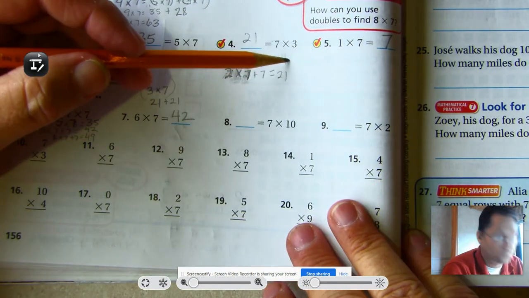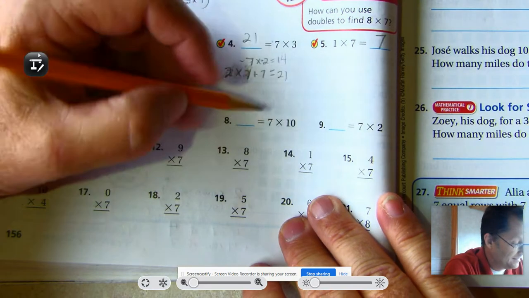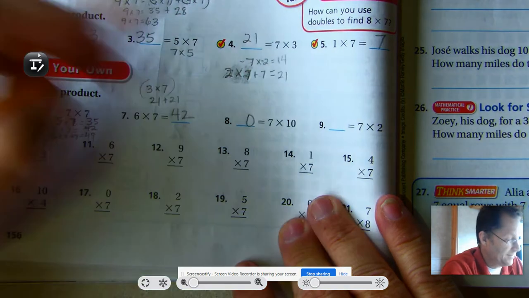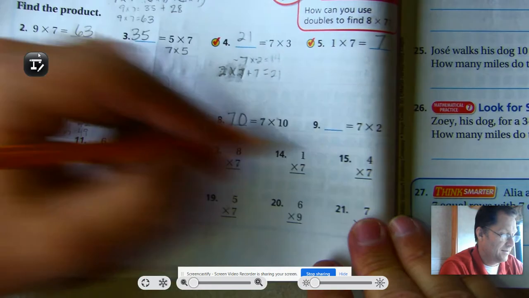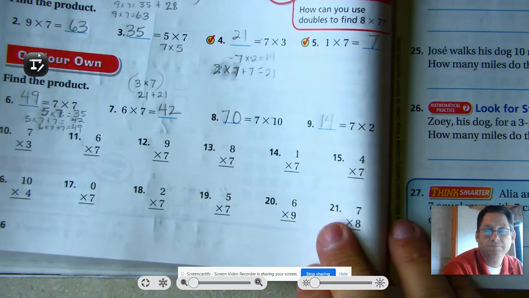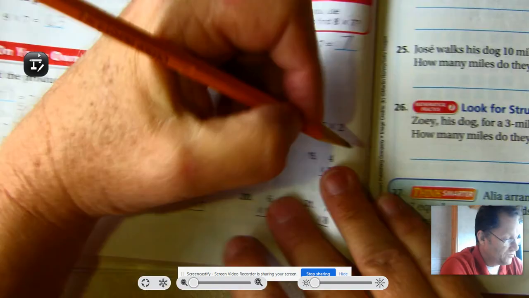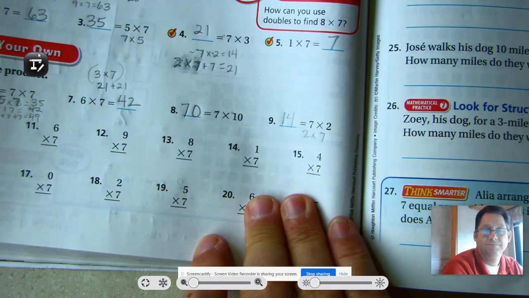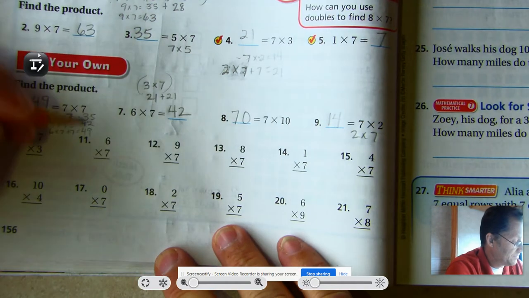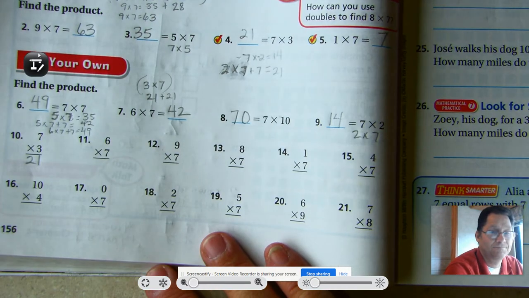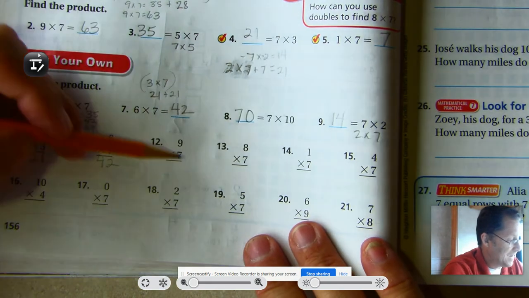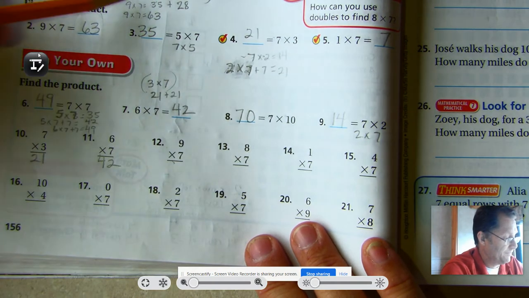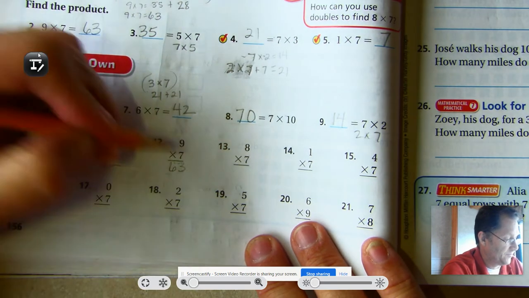7 times 10. Remember that whenever we multiply by 10, it has to end in a 0, and then you can just multiply the non-zero. 7 times 1, 7. 7 times 2, just something we know. 7 twos is the same as saying 2 times 7. So 2 sets of 7. 7 times 3, we've done that a couple times already, 21. 6 times 7, we've done that right there, 42. 9 times 7, we solved that up here where we used the distributive property, and 9 times 7 is 63.